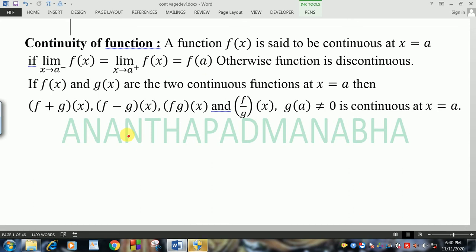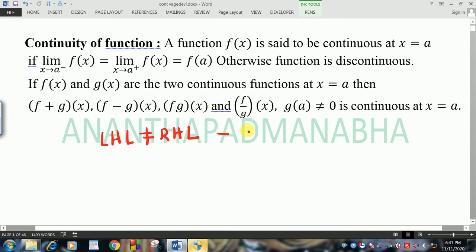We discussed the definition of continuity and differentiability. Now let us see some properties. There are three kinds of discontinuity. That is, if the left hand limit and right hand limit both exist but are not equal, that is the left hand limit is not equal to the right hand limit, then we say that the function is discontinuous. This is discontinuity of the first kind.